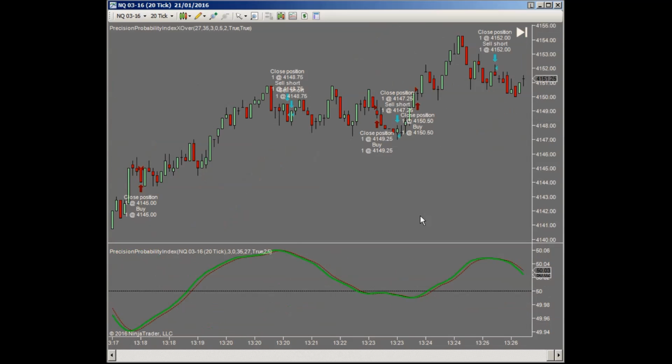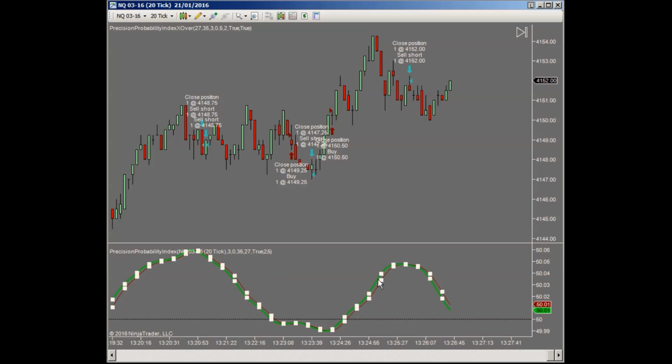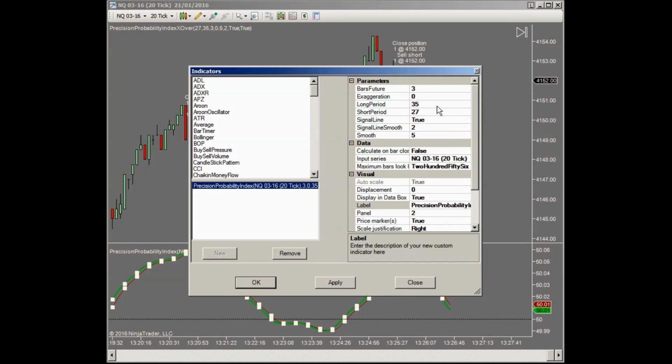So let's look at some different settings. At the moment we are 35 and 27. I'm going to try 41 and 24. The long period must always be greater than the short period. If you put these around the wrong way, the indicator will work upside down, so be careful about that. Bars future is less important. This is by far the most important factor, and after that you've got the smoothing.